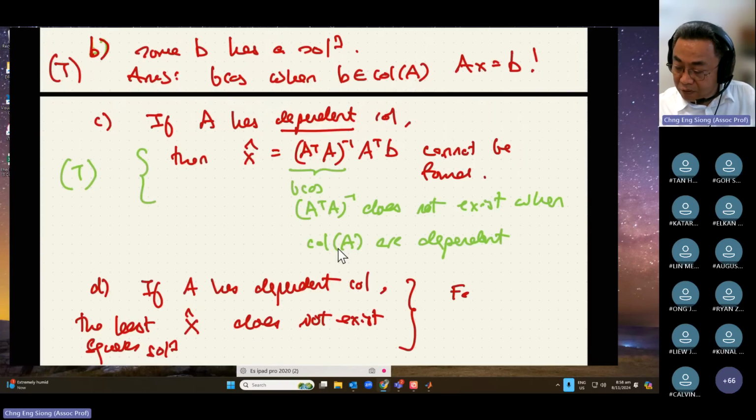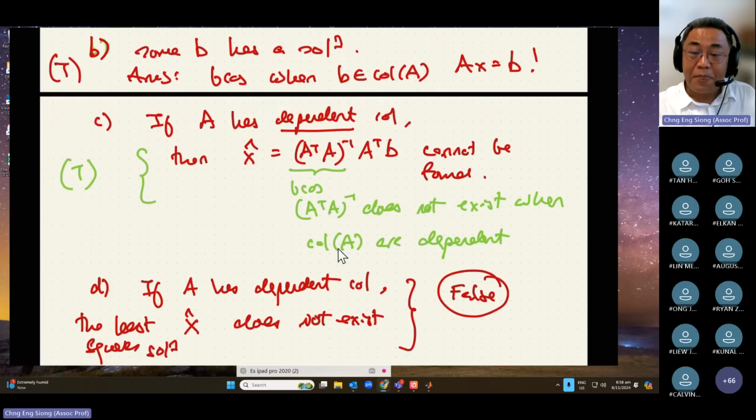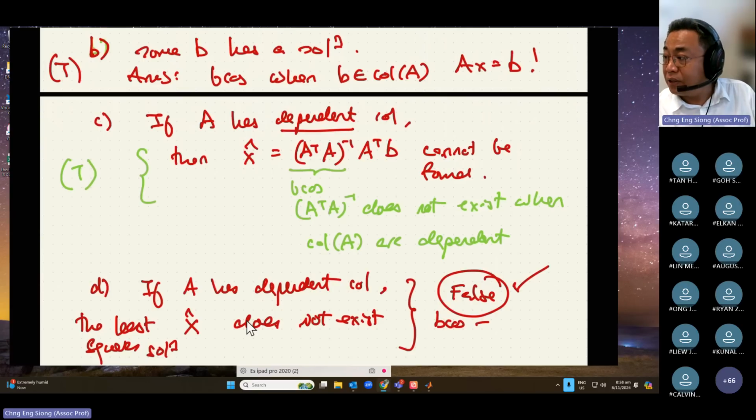Very good. False. The guys who think that this is true still have to think that this is false. Because why? Yes, and this is the correct answer. Because, yes, we still can use A transpose. Yes, correct. We can use the normal equation to solve it.